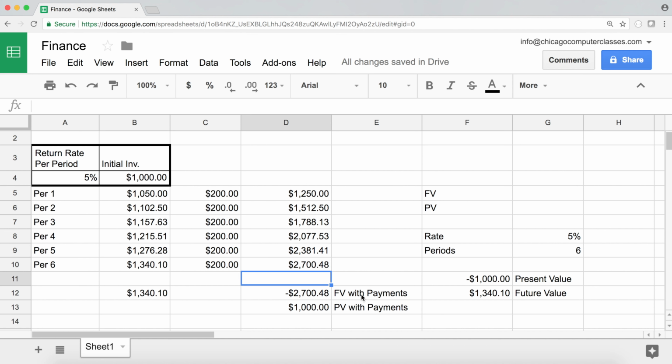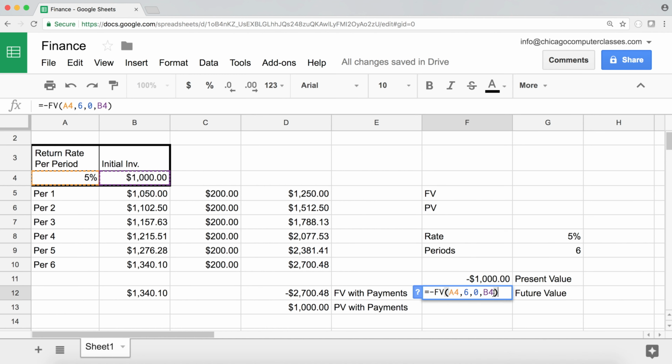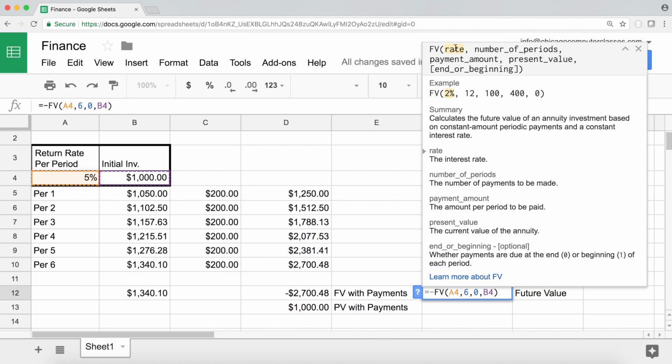Now let's finally get to the last argument in our present and future value functions. So we already talked about the first one, the second one, number of periods, payment amount, the present value. Now finally, there was this optional end or beginning that we didn't use. So if you look right here, that end or beginning, basically the payments that we're making, are they due at the end or the beginning of each period?